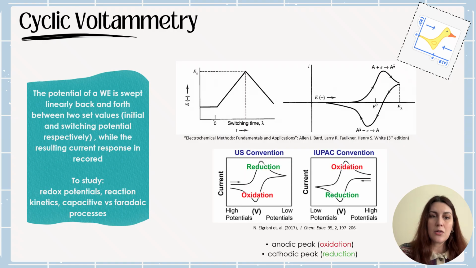It is finally also worth noting that different conventions exist for displaying cyclic voltammograms. For example, in the US convention, reduction currents are plotted upward and oxidation downward, while the IUPAC convention uses the opposite orientation. But regardless of the plotting convention, the underlying electrochemical processes always remain the same.